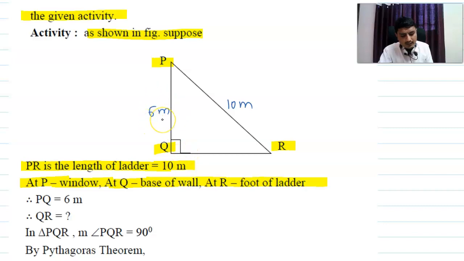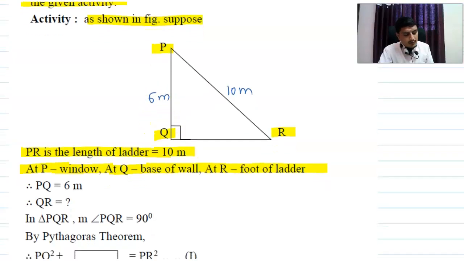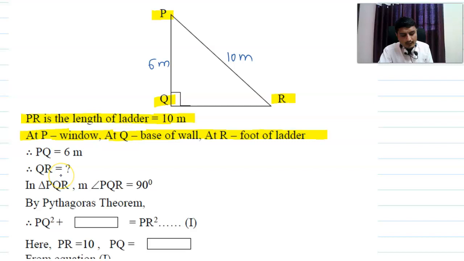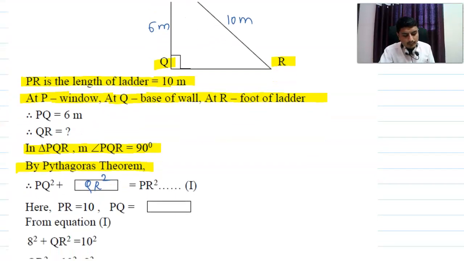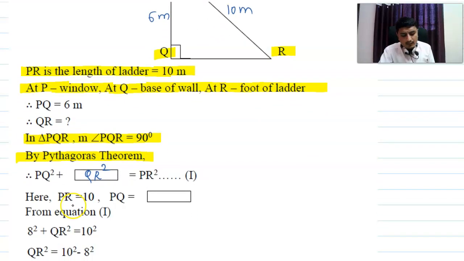We have the 6 meter as per the given. To evaluate the value of QR, in triangle PQR, the measure of angle PQR equals 90 degrees. So by using the Pythagoras theorem for the given right angle triangle PQR, we have PQ square plus QR square equals PR square.